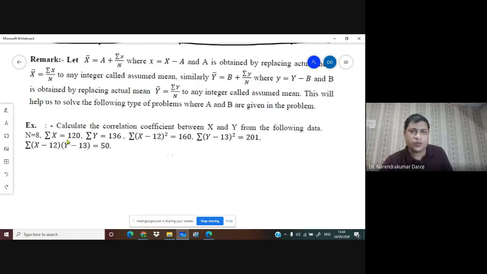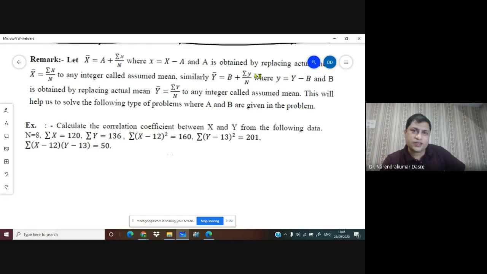Okay, so you can see what will be the mean. You can calculate the mean from here, and this is the assumed mean A. This 13 is going to be the assumed mean B. So this is the value of B, this is the value of A. You can calculate x bar and y bar from here. Once you calculate x bar and y bar, you are able to calculate summation small x, and then summation small y.